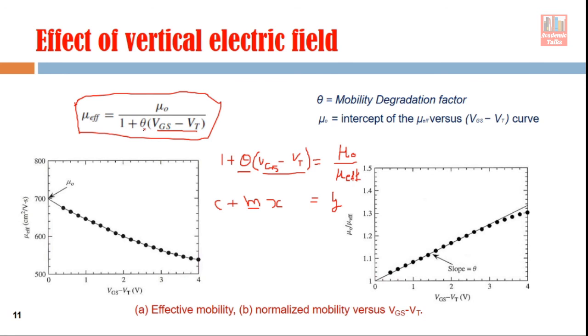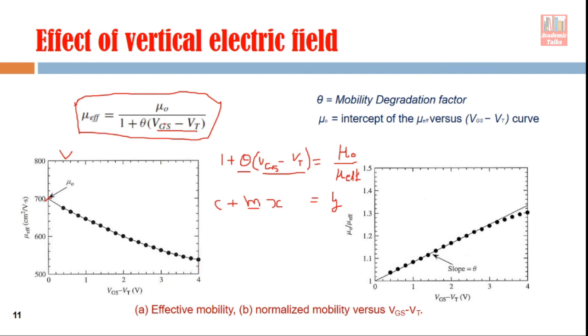And if you plot a graph like this, you can find mu naught. When VGS minus VT is 0, we put this value 0 here, this term will vanish. So what you get is effective mobility equal to mu naught. It means this intercept is your mu naught. So these two graphs you have to plot. From this graph you will find mu naught. From this graph you will find theta, and then you can put these constants here.